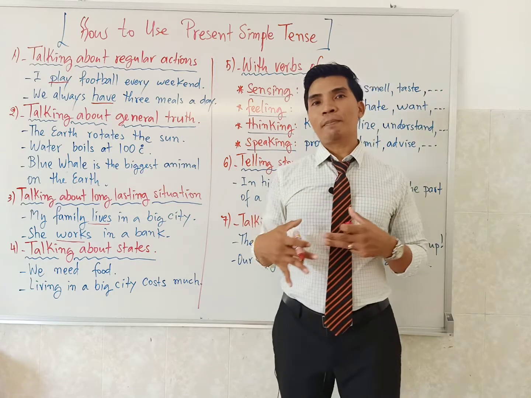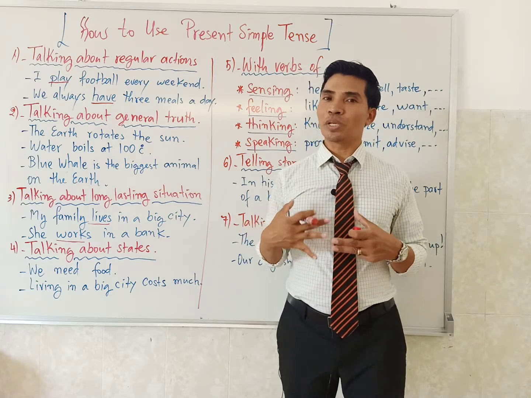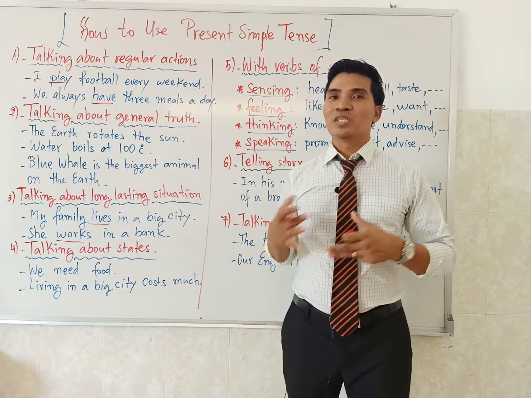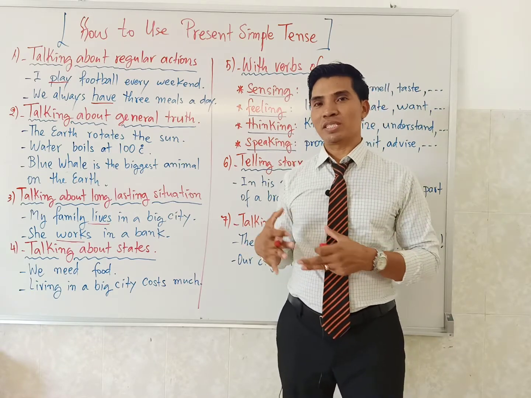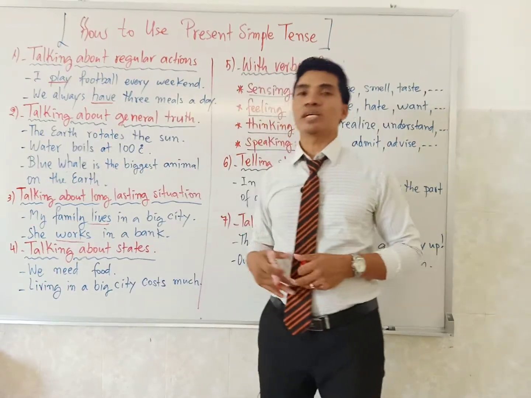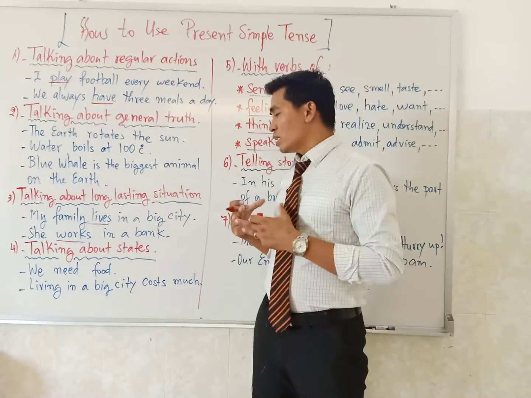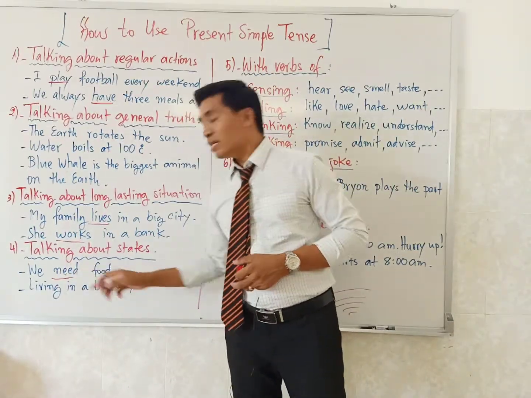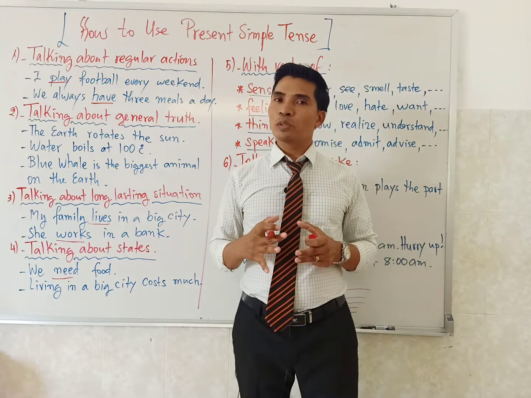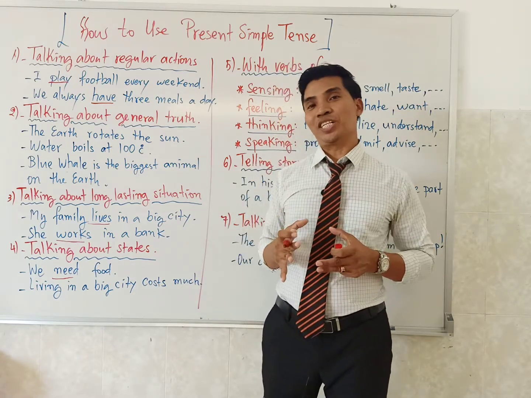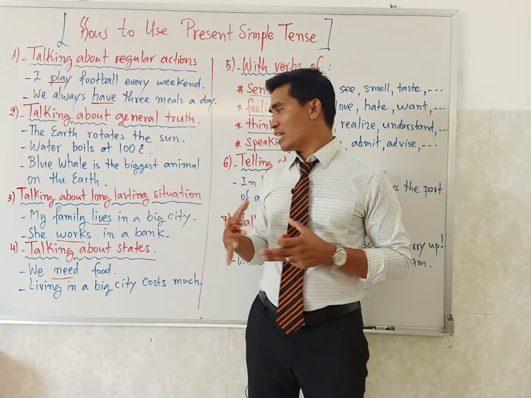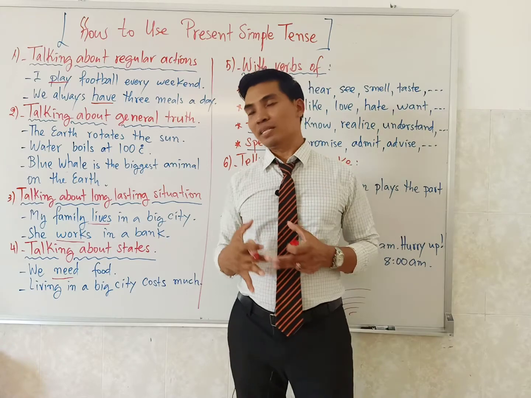Okay, talking about states. So when you say state here, we refer to some verbs that cannot be used with the ing form or in continuous form. Okay, so that is to express a state. For example, here, we need food. Okay, so we need food. So need is a verb that expresses a state. The verb does not show an action. Okay, so we cannot see the action. So you can say that it expresses a state.